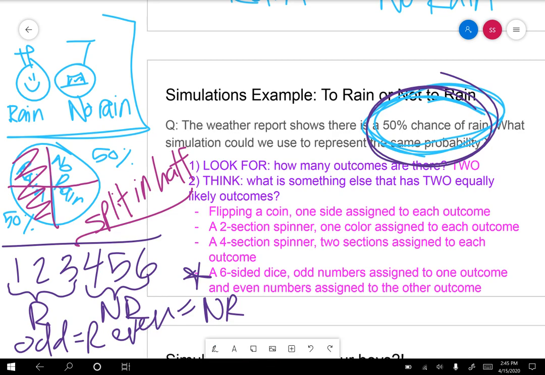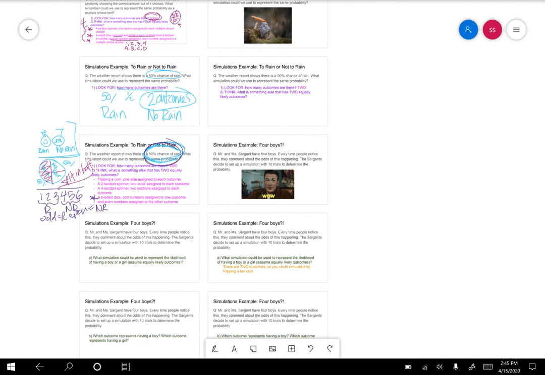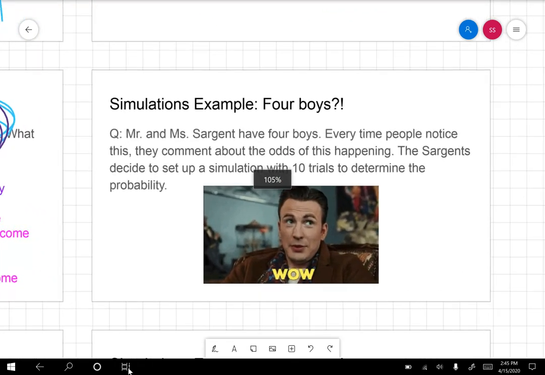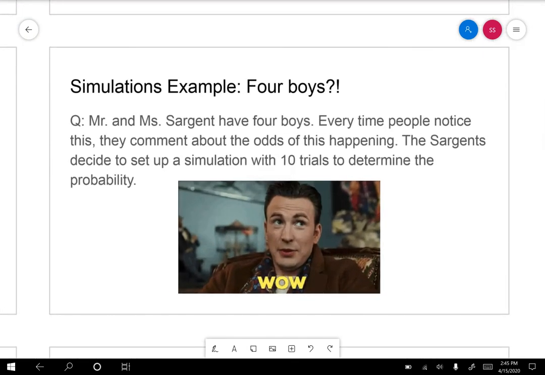Okay, hope that's clear. Let's go over one more example. This one's a little more complicated. So let's say that we have Mr. and Ms. Sargent who have 4 boys. Every time people notice this, they comment about the odds of this happening. The Sargents decide to set up a simulation with 10 trials to determine this probability. So we want to know what simulation we could use for this.